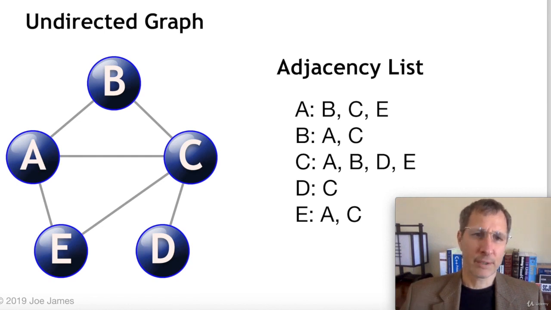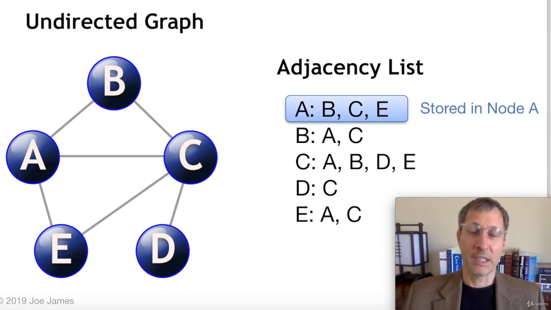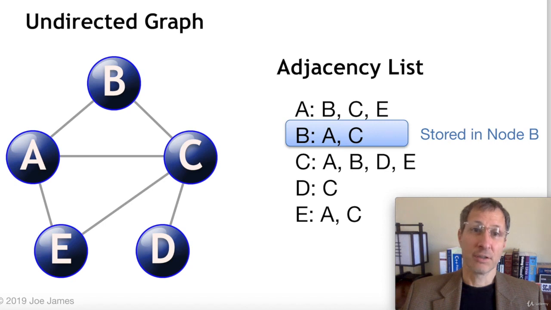So let's take a look at this undirected graph with 5 vertices and a number of edges connecting them. In an adjacency list implementation, each vertex would store its own list of vertices that it's connected to. So in this case, A is connected to B, C, and E, and that list of neighboring vertices would be stored in node A's neighbor list. And node B is connected to vertices A and C, and that would be stored in node B's list of neighbors.